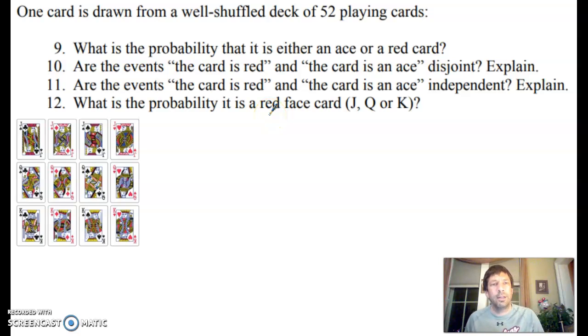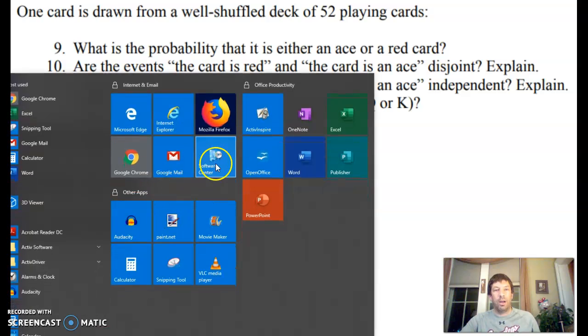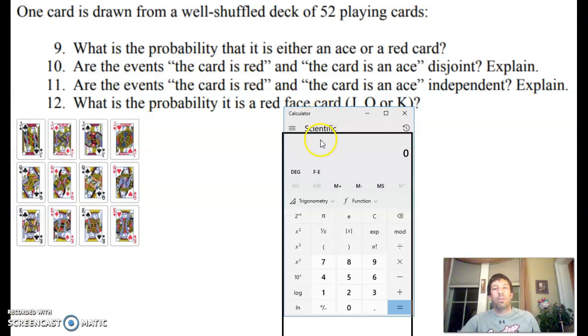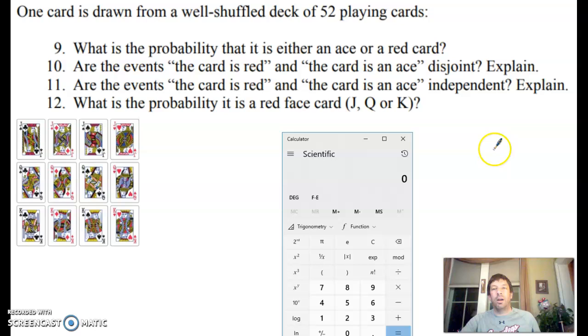Hey gang, going to look at a few more examples here with probability. So here we have one card is drawn from a well-shuffled deck of 52 playing cards. What is the probability that it is either an ace or a red card? I'm just going to bring up a calculator as well here. So an ace or a red card.